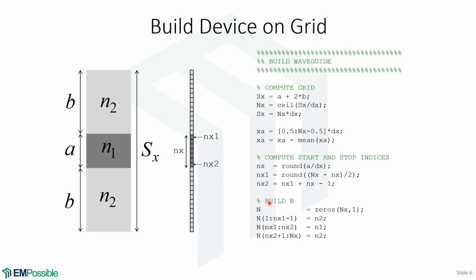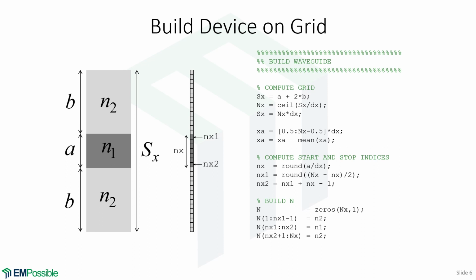Now we go ahead and we build n. So the first thing I'll do is I'll initialize it all to zeros. Now zeros is not a real number. Refractive index is never less than 1. So I like to initialize it all with zeros, so when I plot it, I can look at it. And if I see any zeros, I know I've goofed somehow. So I create a column vector. It's nx by 1.